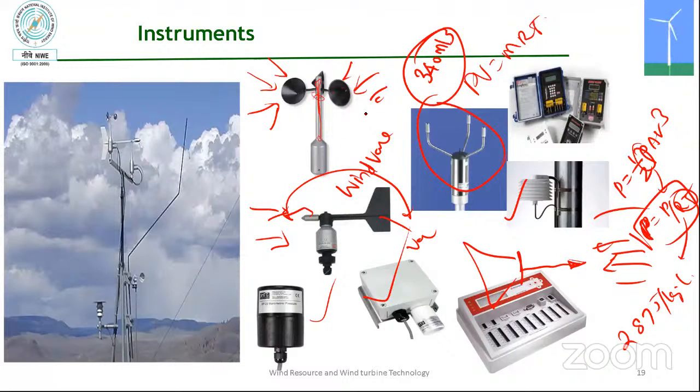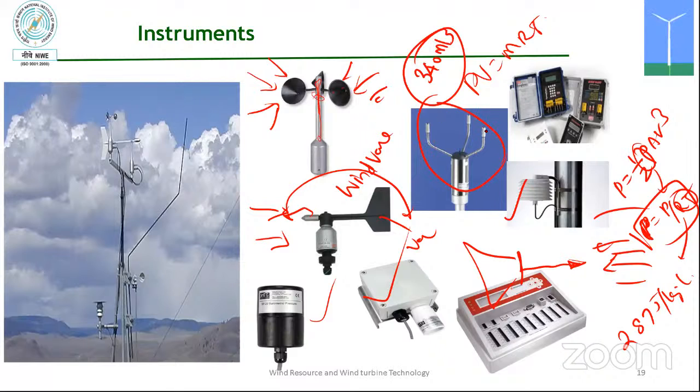After some years, what will happen? The bearing will have wear and tear. After some time, the measurement will not give the proper result. To avoid such a thing, we can use the sonic anemometer.